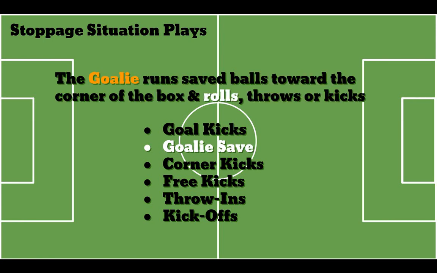On a goalie save, the goalie obviously is the one who has the ball, and is going to run up to the front of the box. We want to make sure that our first option is to roll the ball forward. We'll actually work on rolling the ball and throwing the ball, because kicking or punting the ball is still, at this level, not the most reliable thing that we can do. And if we run the ball up quickly and throw or roll it, we'll have better results.